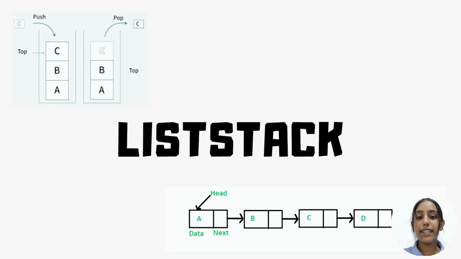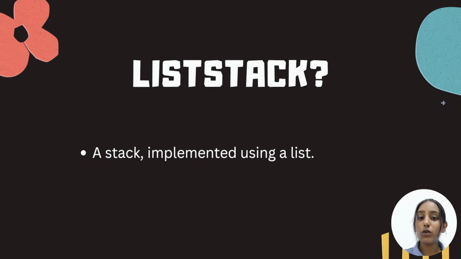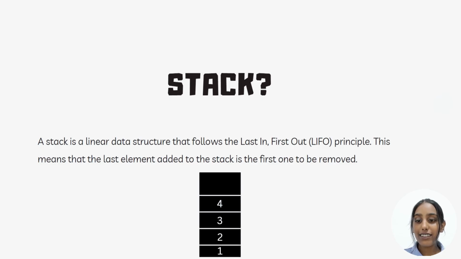Alright, so a list stack. What is a list stack? A list stack is a stack that is implemented using a list. So then what is a stack? A stack is a linear data structure that follows the LIFO principle, that is last in, first out. What this means is that the last element that is added to the stack is the first element to be removed from the stack.